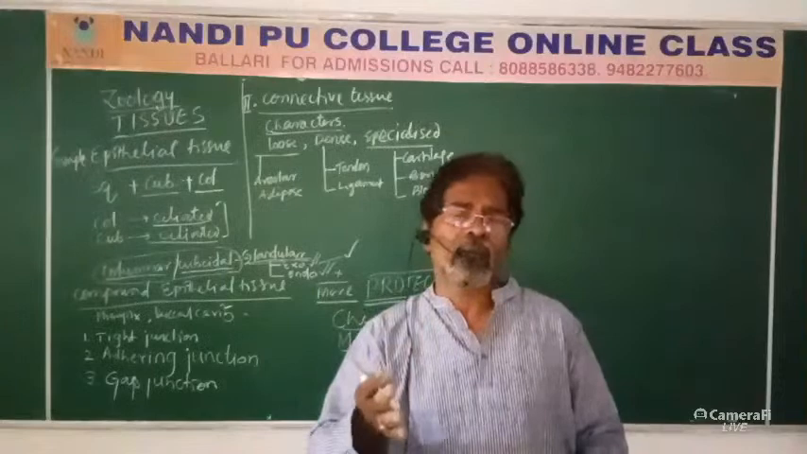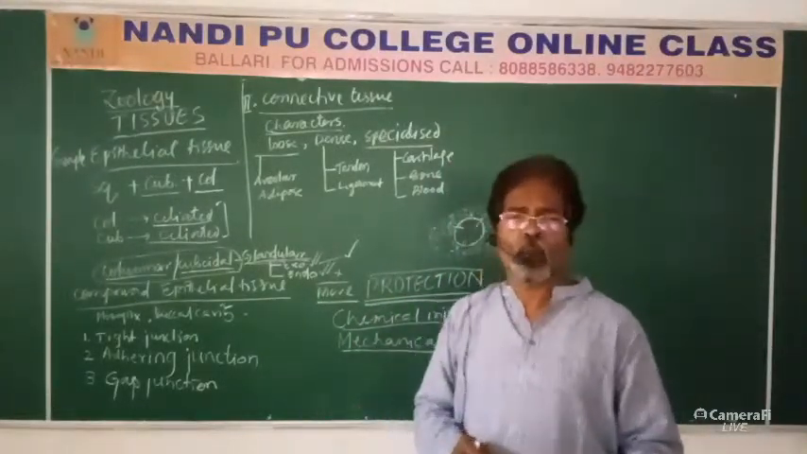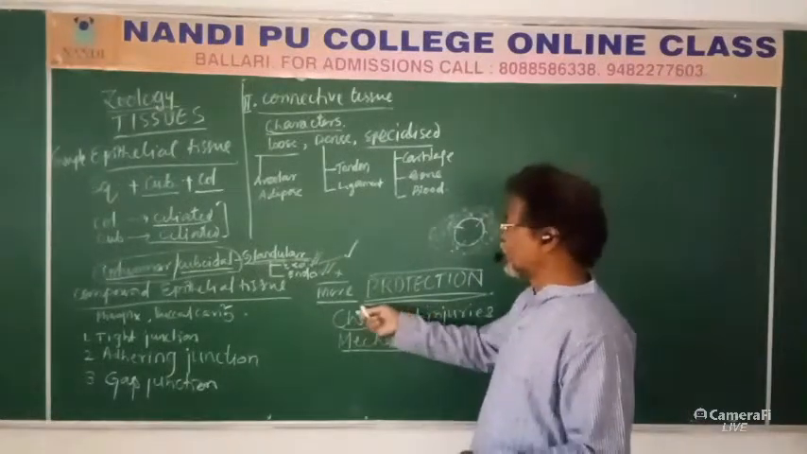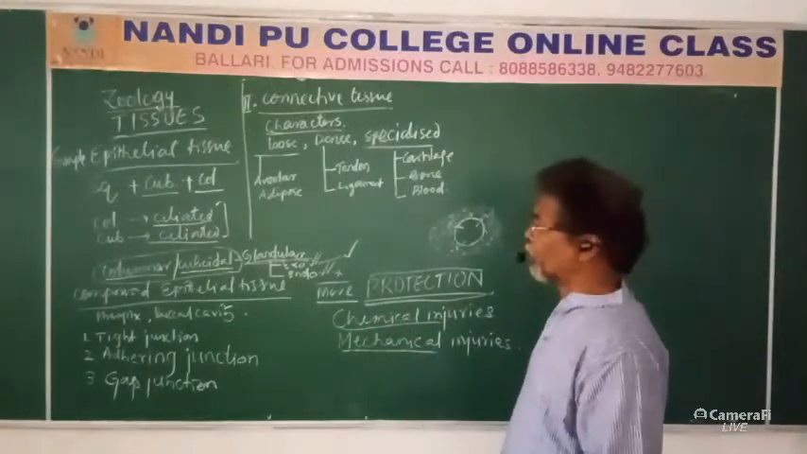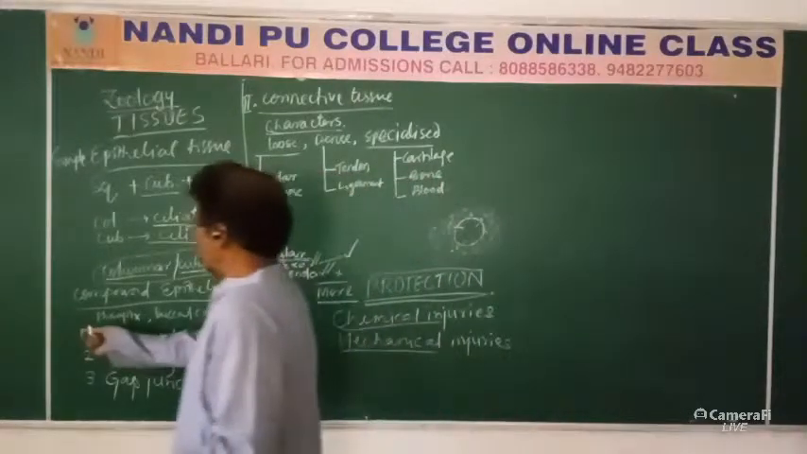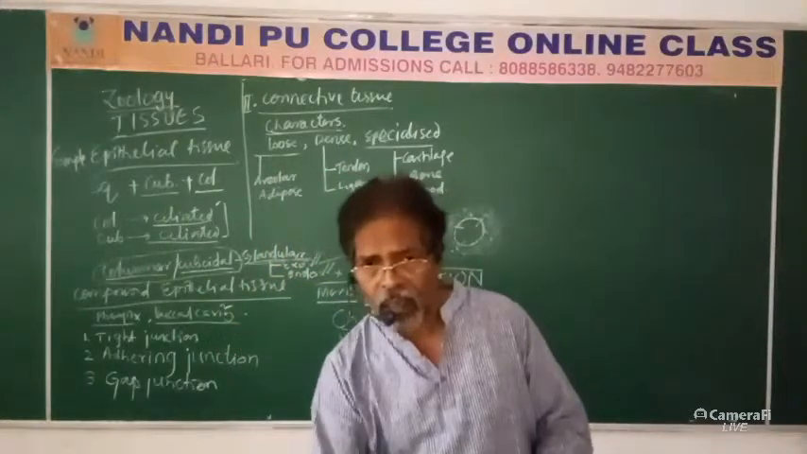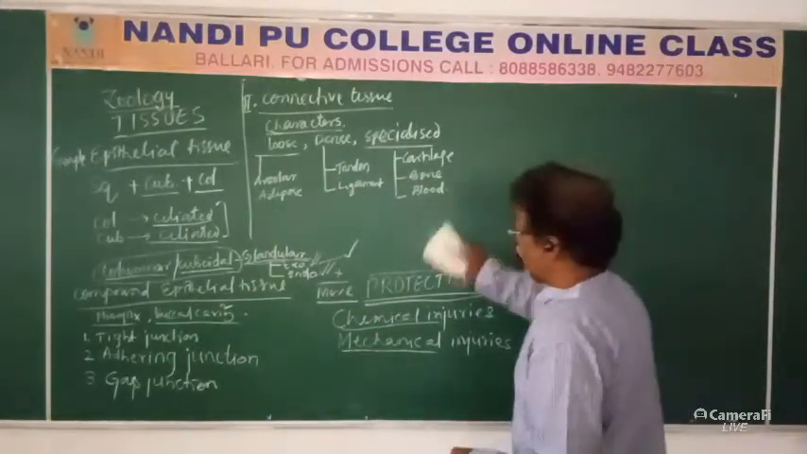So, from both mechanical as well as chemical injuries, your mouth is protected by this layer only, that is your compound epithelium. Am I clear to all of you? And see here, example I have written: pharynx and buccal cavity. Pharynx and buccal cavity. Alright?